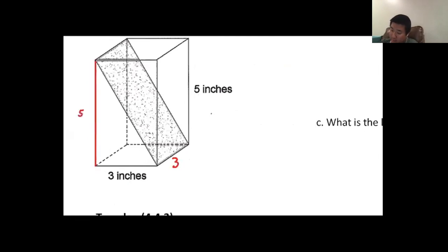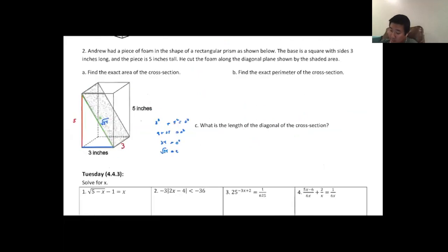Call this C. And then this is 3. So we're going to do 3 squared plus 5 squared equals C squared. 9 plus 25 equals C squared. C squared equals 34. C equals the square root of 34. This is the square root of 34 times 3. So the area is 3 root 34 inches squared.